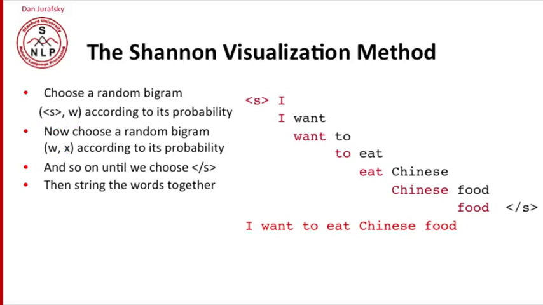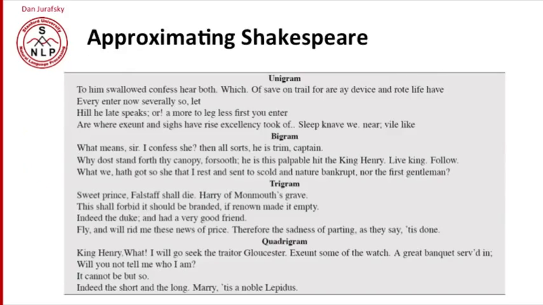So for example, here's a language model trained on Shakespeare and generating random sentences. Here are some unigram sentences. Every enter now, severally so let. Hill he late speaks, or. Not very good sentences. How about our bigrams? Why does stand forth thy canopy, forsooth? He is this palpable hit, the King Henry. Live king, follow. Oh, this is better.